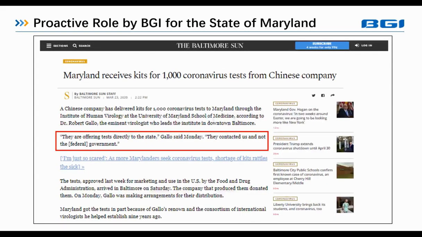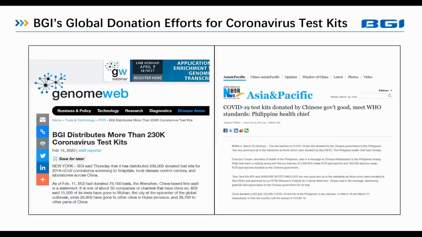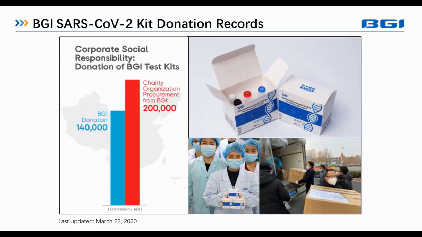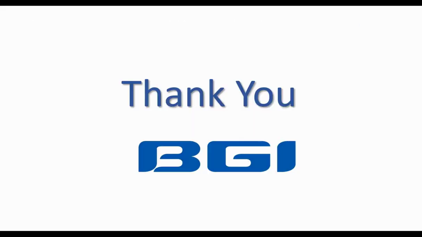Also, BGI donated 1,000 corona tests to the state of Maryland. BGI also has global donation efforts for coronavirus detection kits. This effort has been reported by different media outlets, including GenomeWeb United States. Also, BGI's COVID-19 detection kit is being donated by the Chinese government to other countries such as the Philippines to help the local government fight the COVID-19 outbreak. To date, BGI has directly donated about 140,000 coronavirus detection kits and another 200,000 through charity organization procurement. So altogether, about 340,000 BGI coronavirus detection kits have been donated to different regions and countries to fight the COVID-19 outbreak. I believe this slide concludes my talk, and thank you for your time and attention.